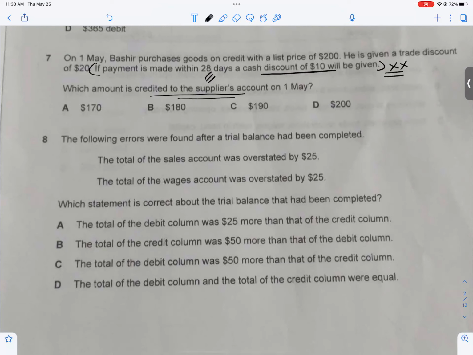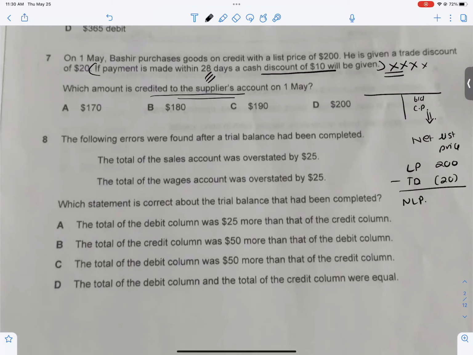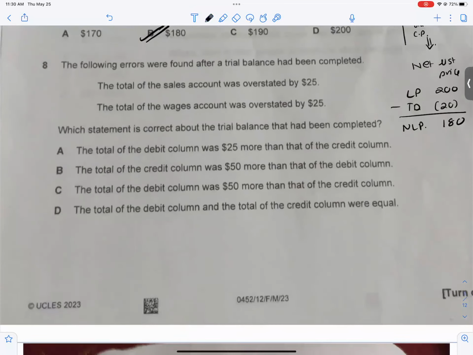Right now I have no information about the payment, so I will not do anything for this. In the supplier account balance, we bring down credit purchases. Credit purchases will always be recorded at which price? Net list price. Net list price is what? List price minus trade discount. He's given a trade discount of 20, so 200 minus 20 is equal to 180, and the answer is B. Okay, go to the next one.